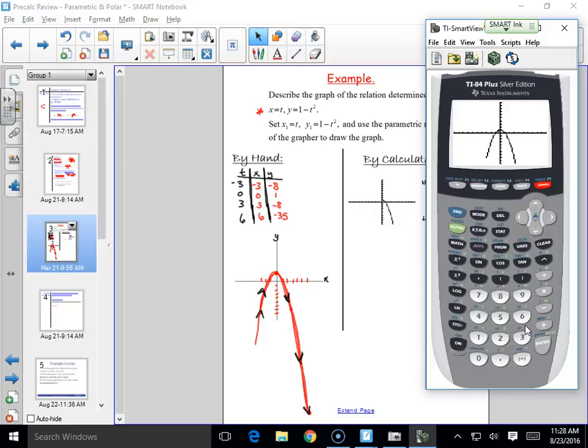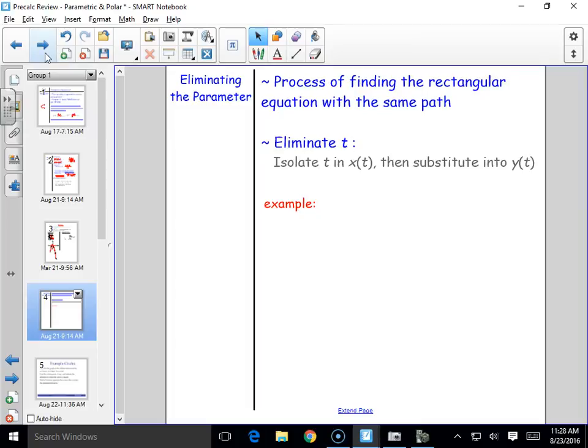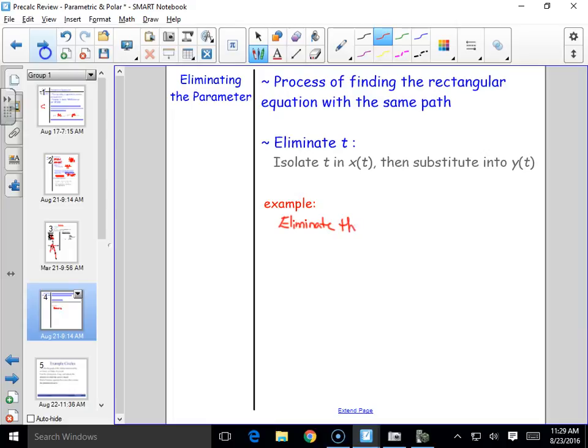We'll see another graph in just a second, but first of all, how can we make sure without using our graphing calculator that this is a parabola with a vertex at 0, 1? We could get rid of the parameter. How do you get rid of the parameter? Eliminate. Eliminate. As you guys set this up, I'm going to go ahead and copy down the equations from the page before, and we will use them as an example of eliminating.